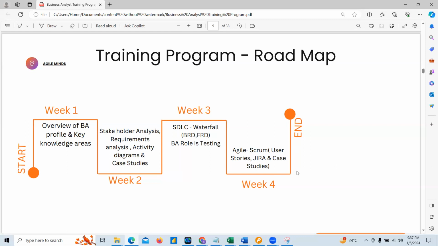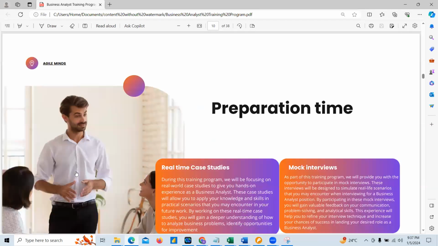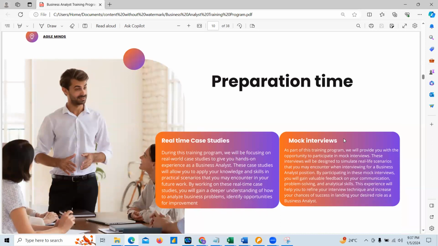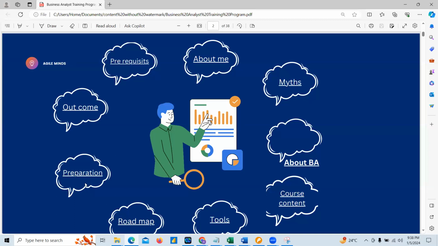After the 4th week, I'll help you with resume preparation, and I also have preparation time for the case studies I told you about, and mock interviews. When you apply for a job and your interview is scheduled, I will take a mock interview based on that particular JD, the job description you get when you apply. That way you get some confidence before the actual interview. Also, I'll tell you how to explain your experience, because you are not from a BA background. We are just transforming, so I'll tell you how to mix and match your experience. Everything I'll tell you in those sessions. So that is about preparation and outcome.